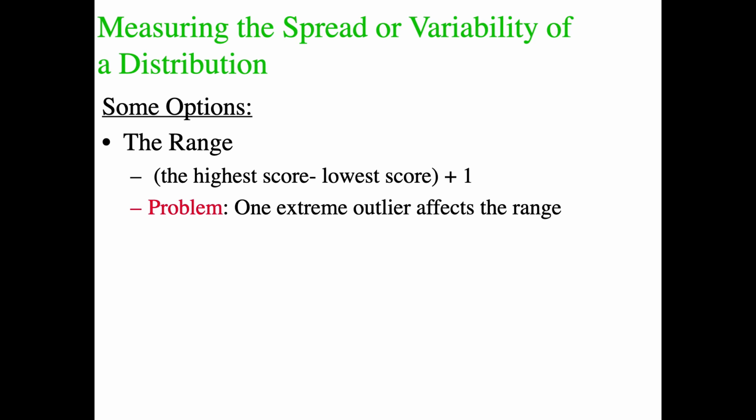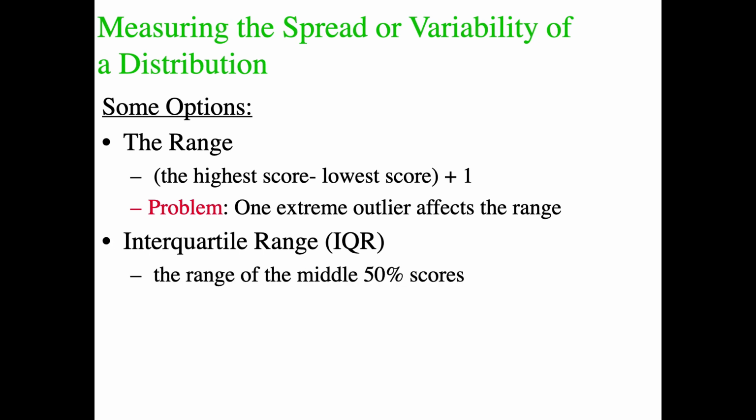So what other people have argued is instead of using the range, use something that's called the interquartile range, or the IQR. And basically the interquartile range is the middle 50% of the scores.